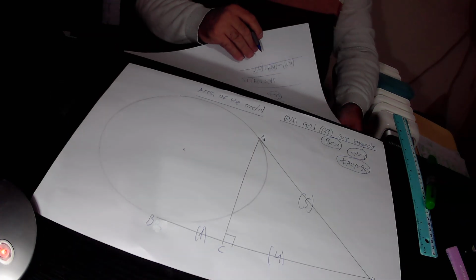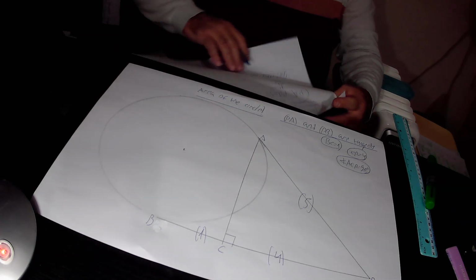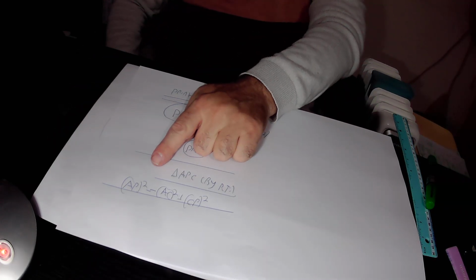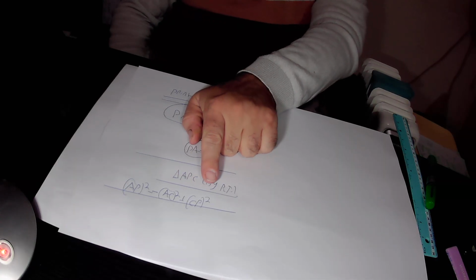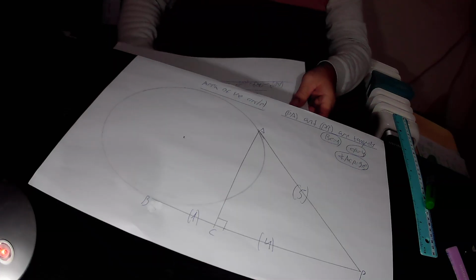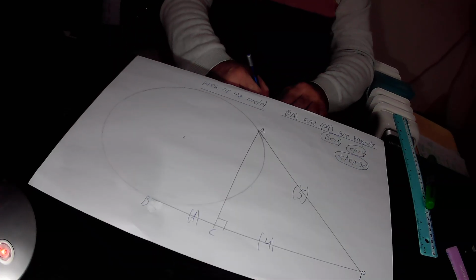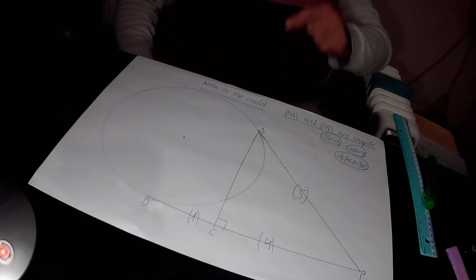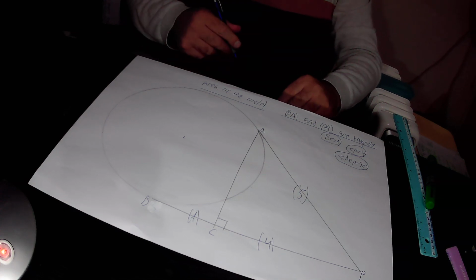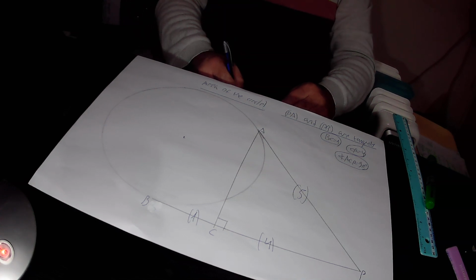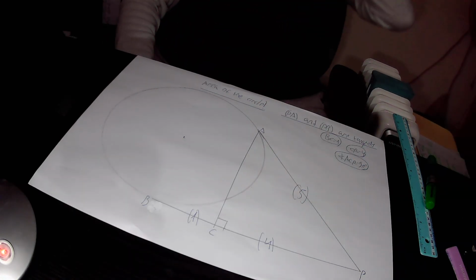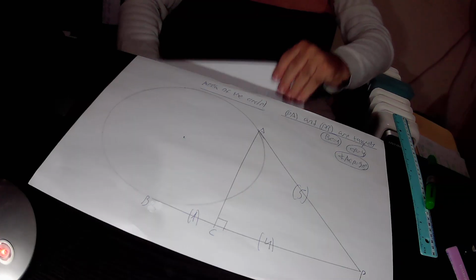Repeat again, according to the Pythagoras theorem, in this right triangle ACP, AP squared, that is the square of the hypotenuse, equals AC squared plus CP squared. AP is 5, therefore AP squared is 5 squared, that is 25. And it equals AC squared. AC is the missing side, so we leave it as it is. So it is AC squared plus CP squared. CP is 4, therefore CP squared is 4 squared, it is 16.